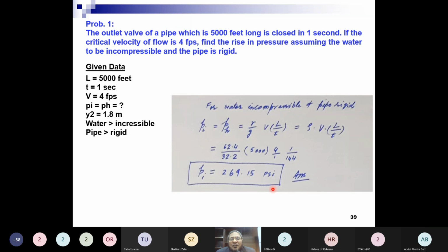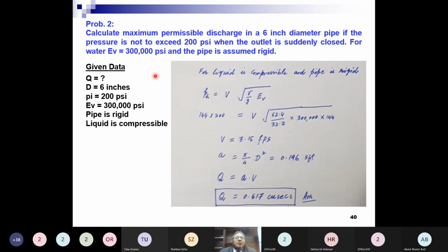All right, so the answer would be this: the hammer pressure is 269 psi. All right, shall we go to the next problem? Yes sir. Problem number two: calculate the maximum permissible discharge in a 6-inch diameter pipe. We want to compute discharge. Discharge should be a function of what?